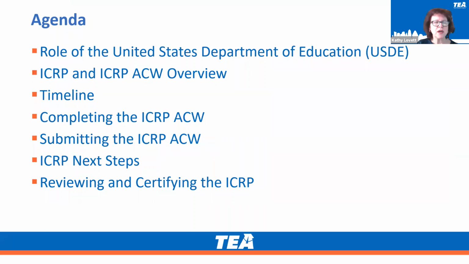So our agenda today will cover all of these topics and probably more. We'll be talking about the role of the United States Department of Education, or USDE. We'll be giving an overview of the ICRP and the ICRP ACW. We'll give a concise timeline that'll be a useful resource. We'll talk about completing the ICRP ACW and submitting the ICRP ACW. We'll talk about ICRP next steps. And at the end, we'll go into reviewing and certifying the ICRP.